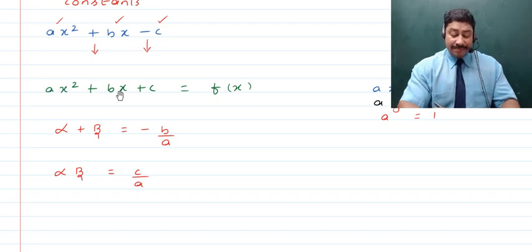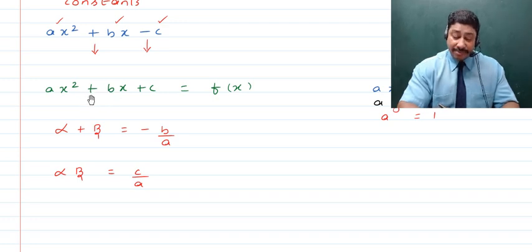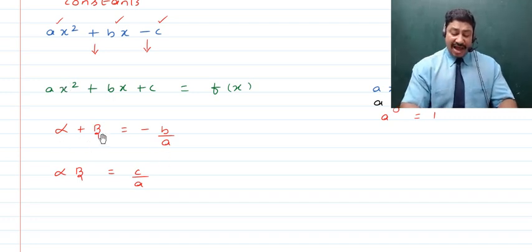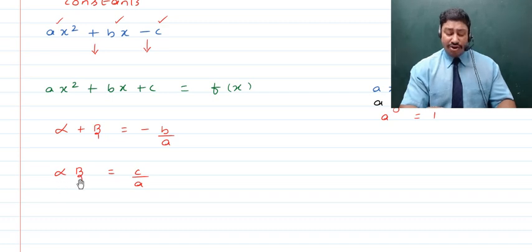That means b is the number which is multiplied along with its sign, remember, to x, and a is the number which is multiplied again along with its sign with x square, right? So here thus we have alpha plus beta to be equal to minus b upon a, which is minus times the coefficient of the linear term divided by the coefficient of the quadratic term, and alpha beta, that is the product of the roots or the product of the zeros, to be equal to c upon a, which is the constant term divided by the coefficient of the quadratic term.